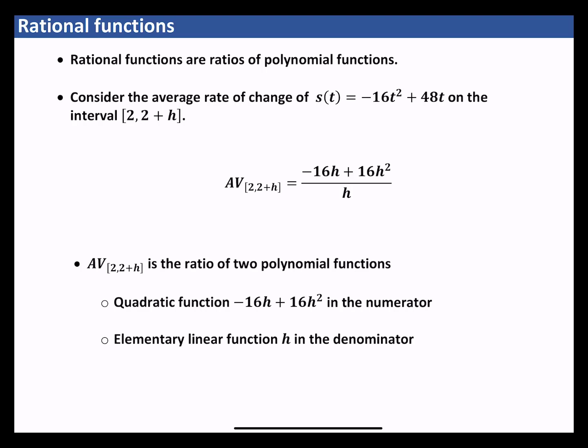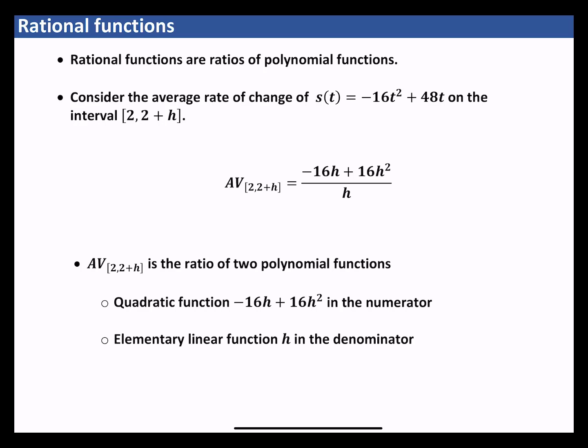Consider a setting we've encountered many times. We have a function s of t equals negative 16t squared plus 48t, and we want to consider the average rate of change of s on the interval from 2 to 2 plus h. After applying the average rate of change formula and simplifying, we find that the average rate of change from 2 to 2 plus h of the function s equals negative 16h plus 16h squared, all divided by h.